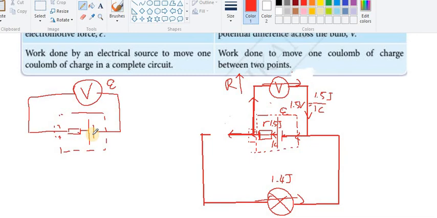Okay, any question until here? Can you understand? Any question?